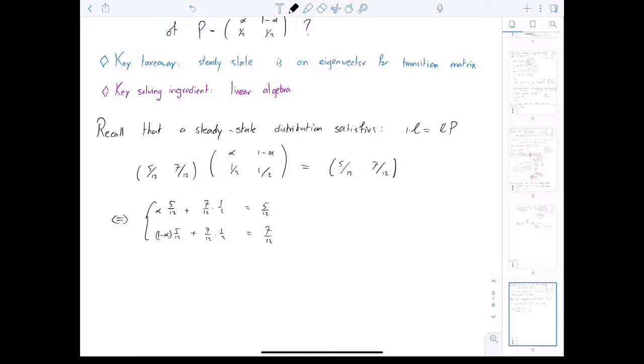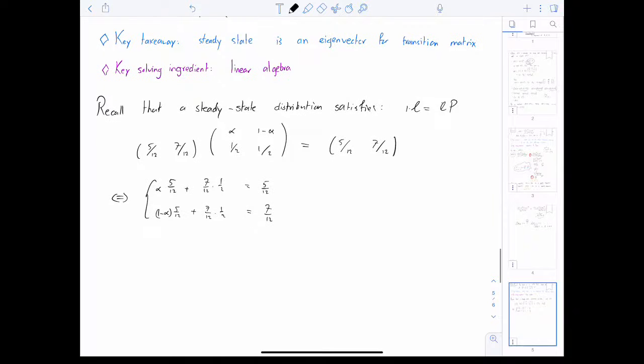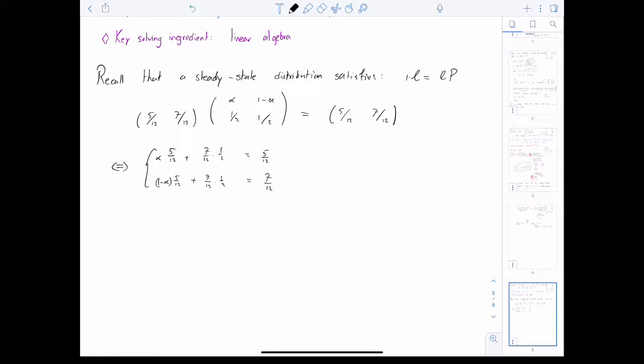From these equations, we can solve one of them because we have two equations and one unknown. So let's pick the first one. Let's start by multiplying everything by 12. So we get alpha times 5 plus 7 over 2 is equal to 5. Then alpha times 5 is equal to 3 over 2, that's 1.5. Then we divide by 5, so it's 3 over 10, so it's 3/10.